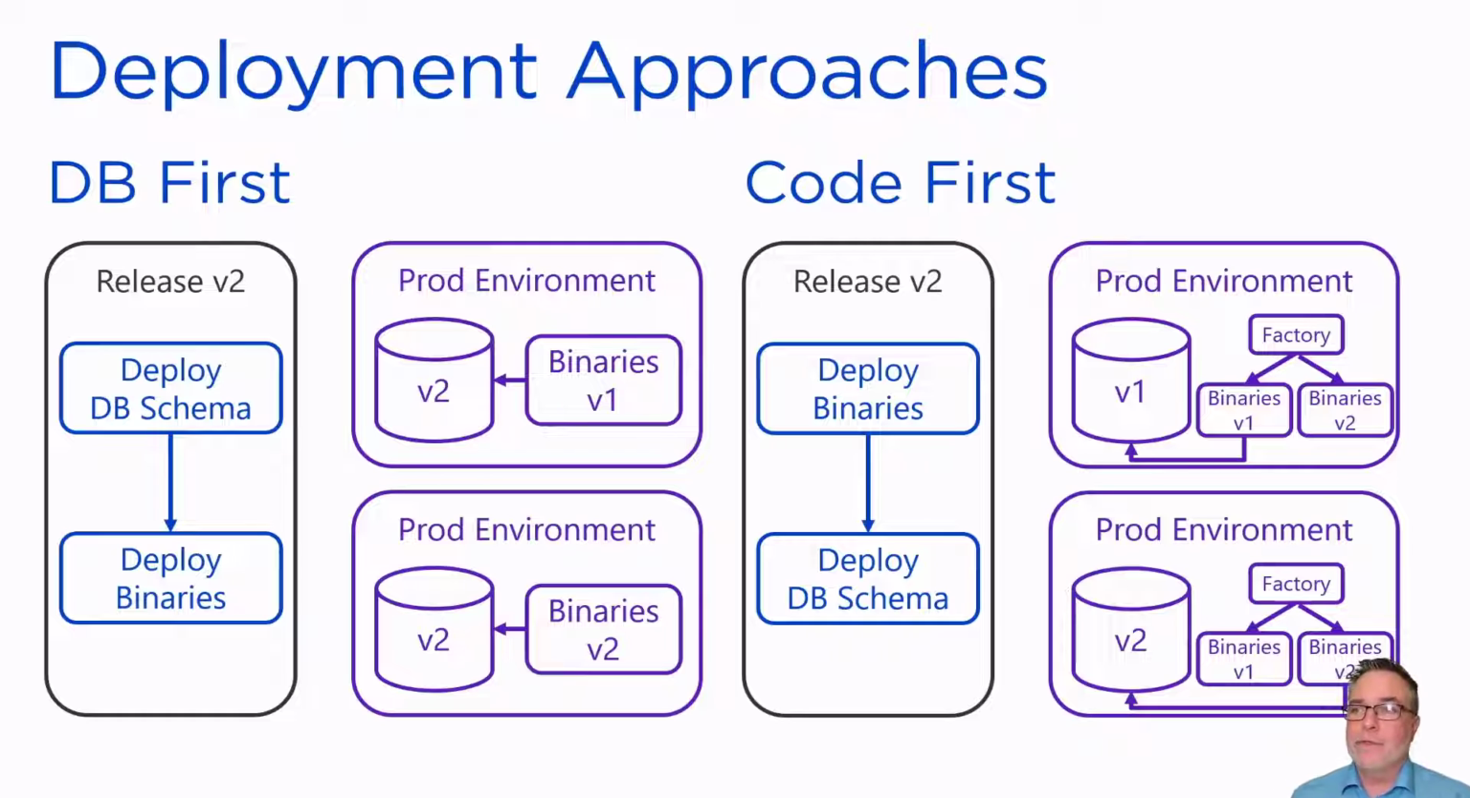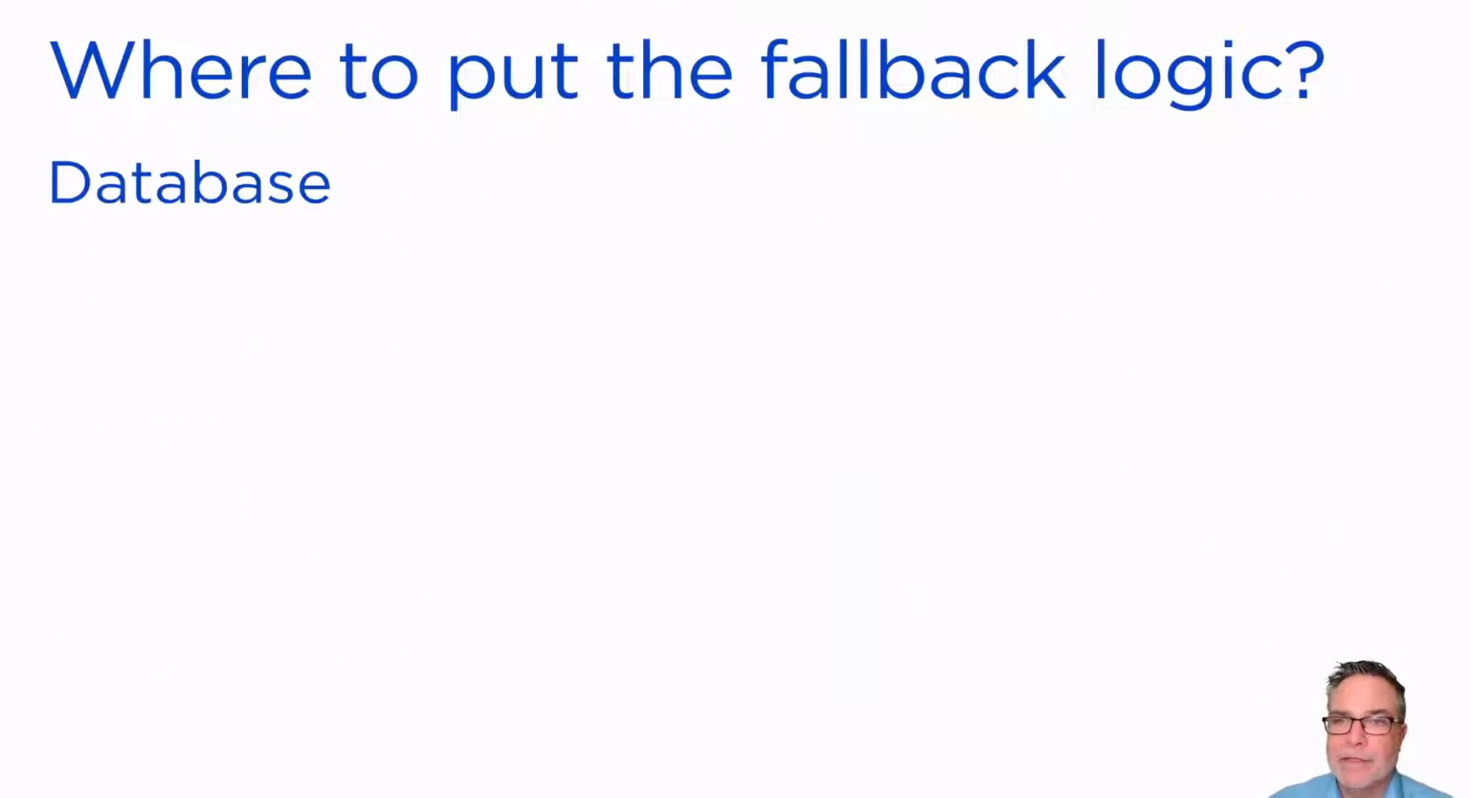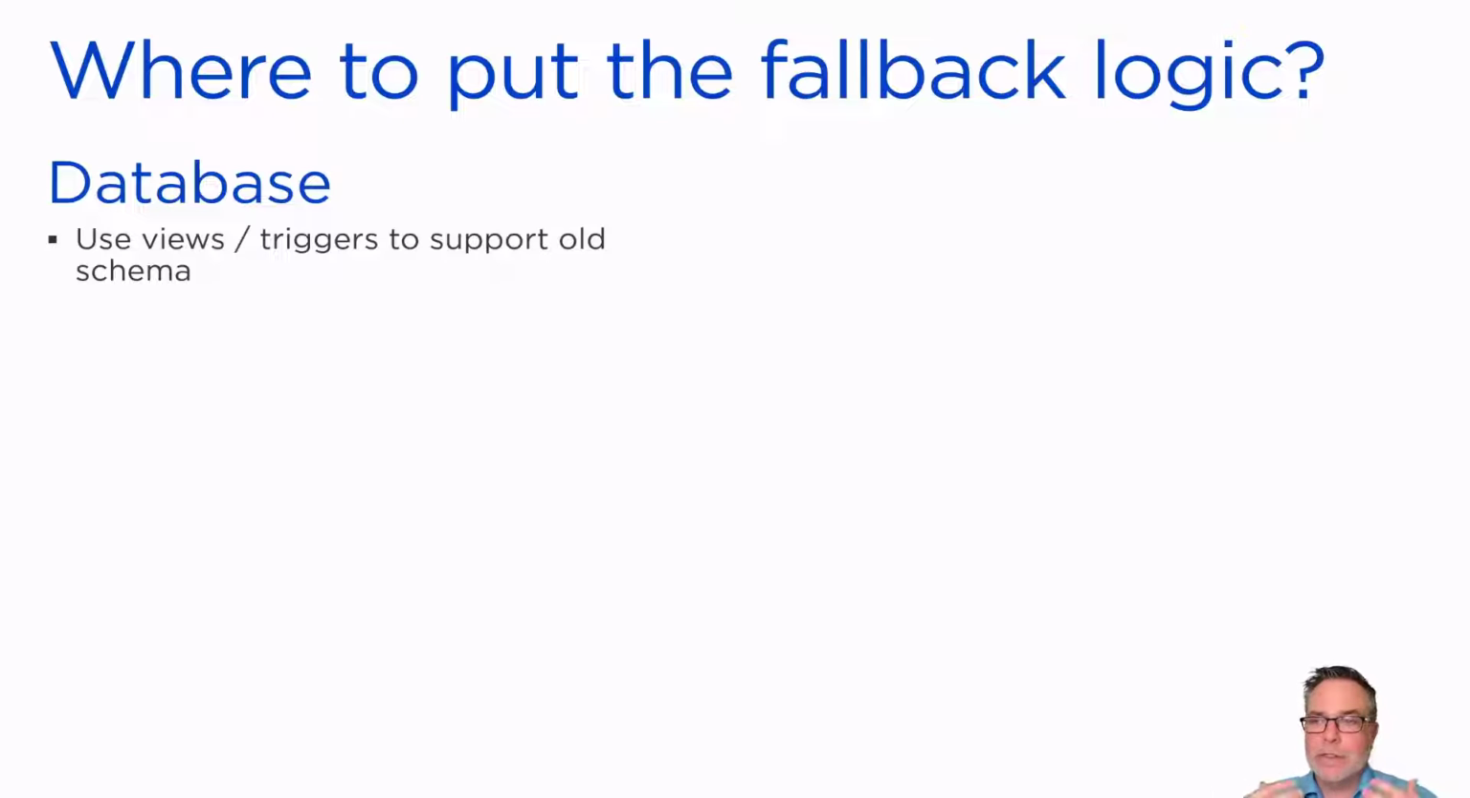Both of those approaches work with zero downtime. It's basically the decision where we need to put the fallback logic for the old version, for the old component in. And well, let's compare that as well. So if we do a database first deployment, we need to have the fallback logic in the database. This means we just use views, triggers, etc. to support or mimic the old schema, so that the old application code can still work.